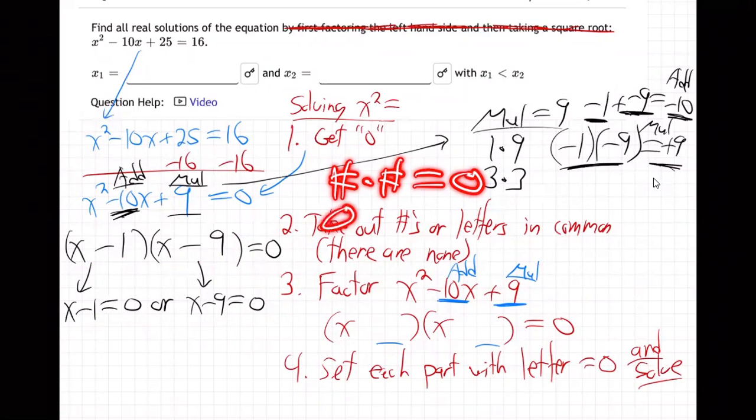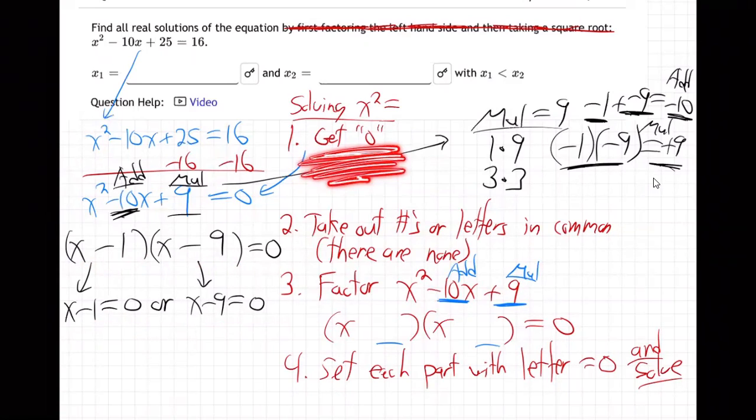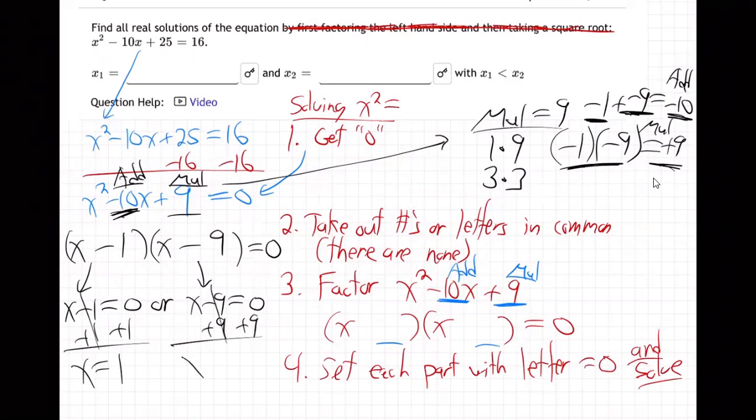The first one could be 0, because 0 times anything would be 0. Or the second one could be 0, because anything times 0 would be 0, right? Either one can be 0. That's why we take the first one equal to 0 and the second one equal to 0. That's why we're so into this 0 thing. That's why we do that in the first step, because that's the hinge of our logic. All right, let's finish it up. And then you just add 1 to both sides to get x alone. And add 9 to both sides to get x alone. So positive 1 and positive 9.